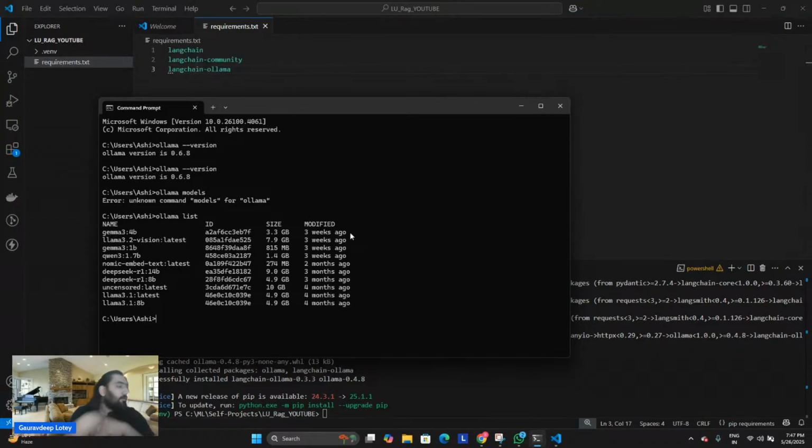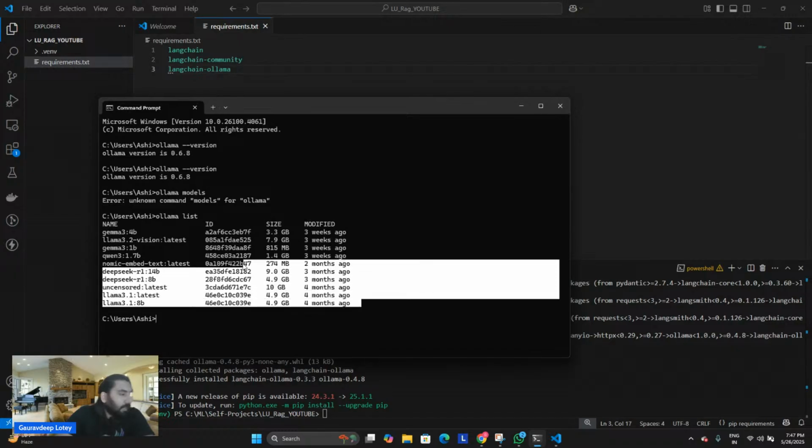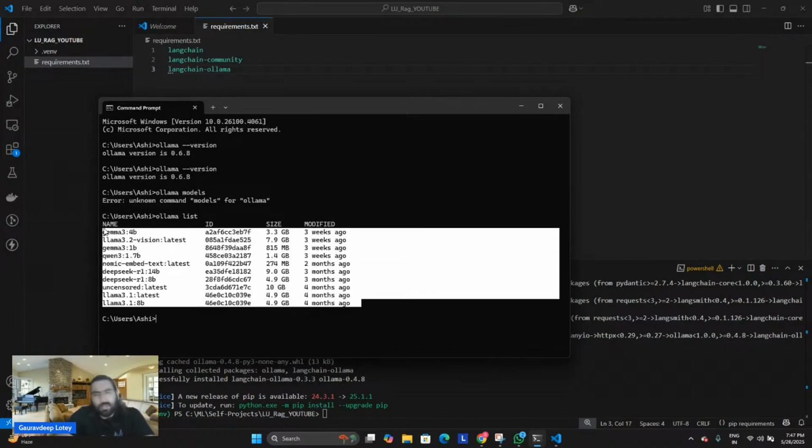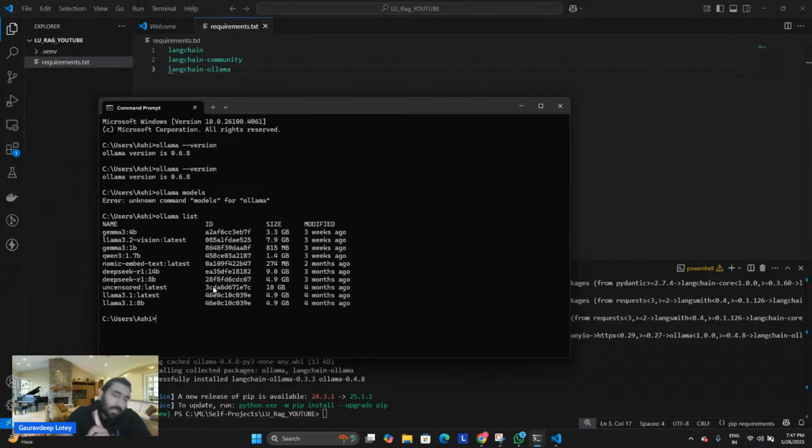Okay, so the models which are compatible with my machine, I've downloaded them to just try out different models. What I will recommend is that you go ahead and download Gemma 3 1 billion at least. So how do you do that? ollama run gemma3:1b. If you type this, or if you have 16 GB, you can go for the 3 billion model or the 1 billion model. You can download them.